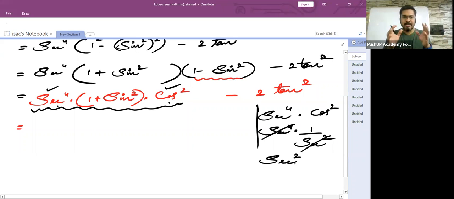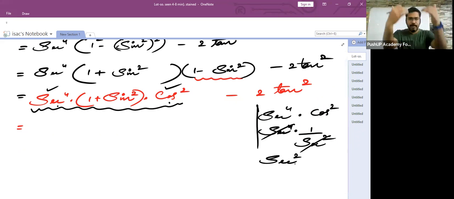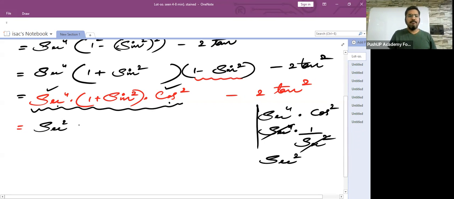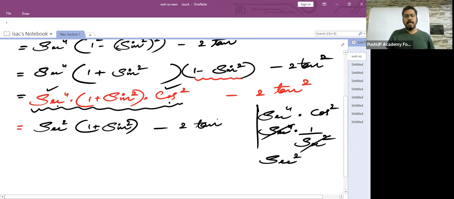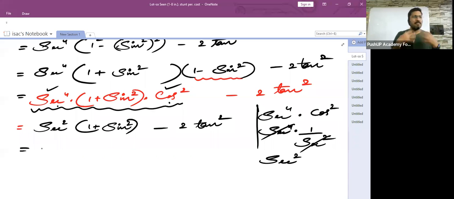If you don't want to mess up your fair calculations, use the rough side of the page. Do all the rough calculations. Whatever result you are getting from there, you bring it here. Okay, so from here I got sec raised to 2. And what is left over? 1 plus sine square minus 2 tan square. This is equal to sec square into 1 plus sine square minus 2 tan square. Children, what I'll do is I'll open the bracket. Okay, this is my method.